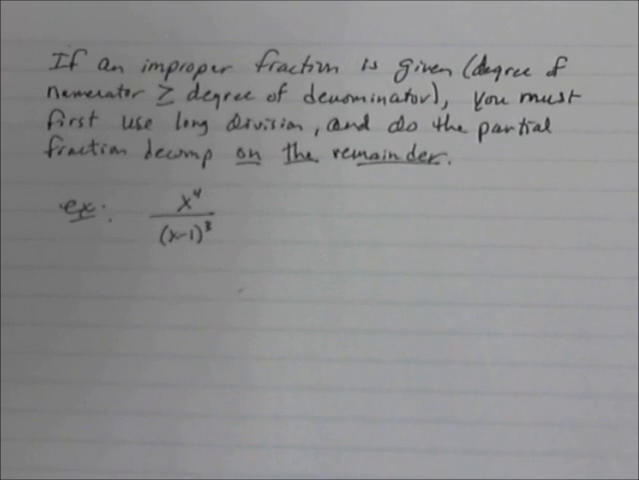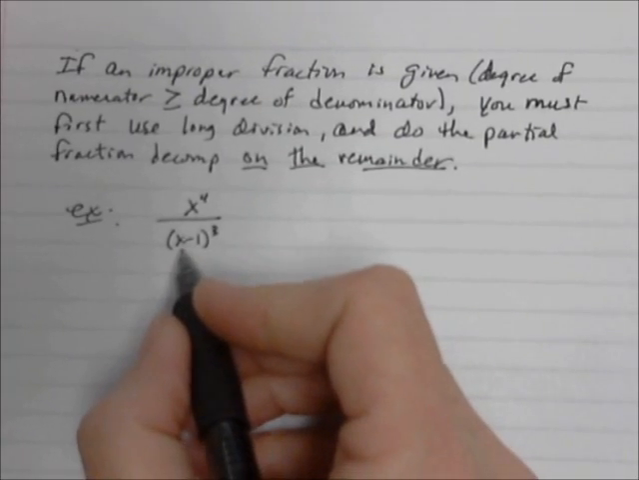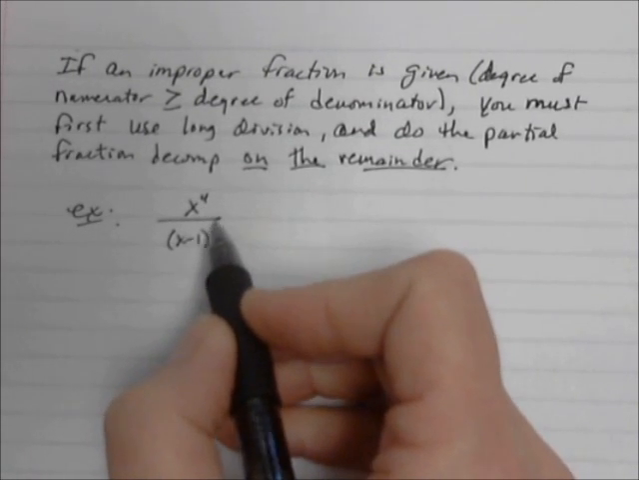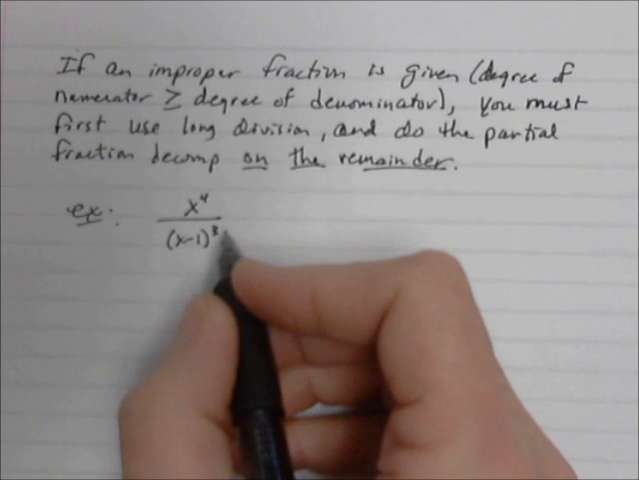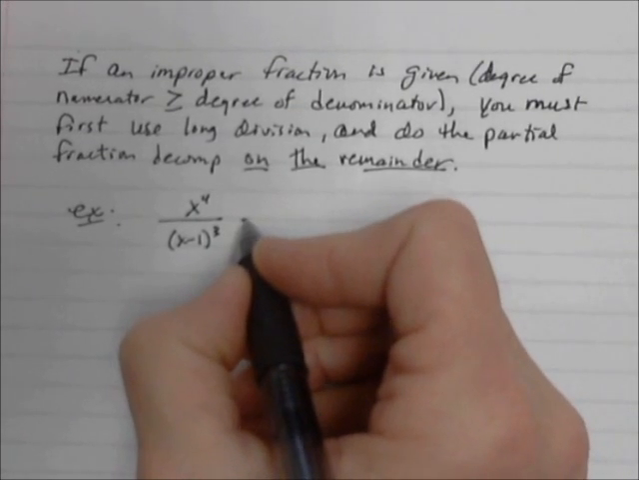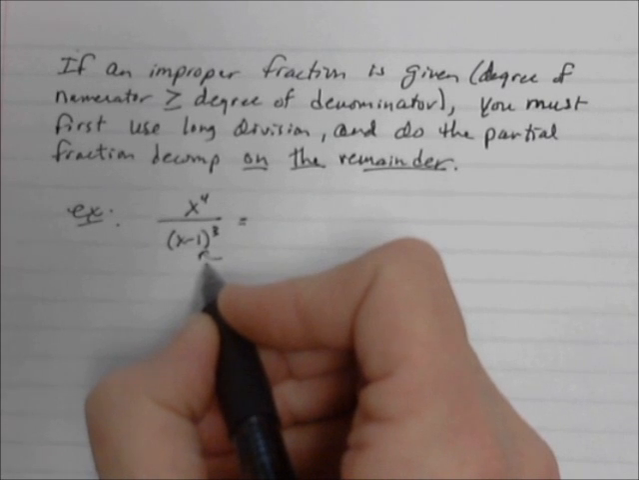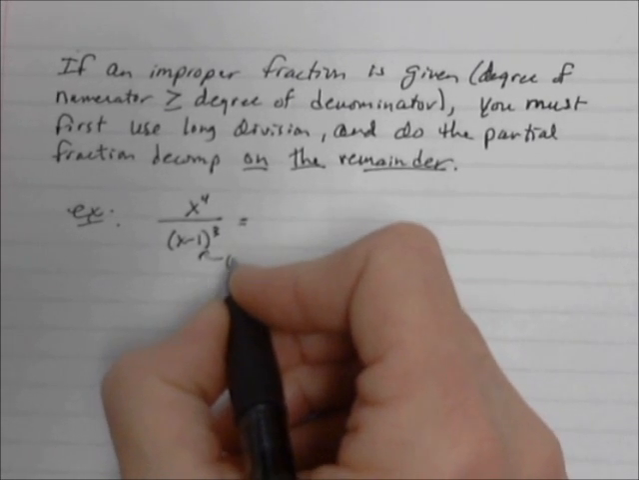For example, what if you're given x to the fourth over (x minus 1) to the third power? Well, the degree of the numerator is more than the degree of the denominator, so we're going to have to do long division on this one. Well, in order to do long division, we're going to have to expand this: x minus 1 times x minus 1 times x minus 1.